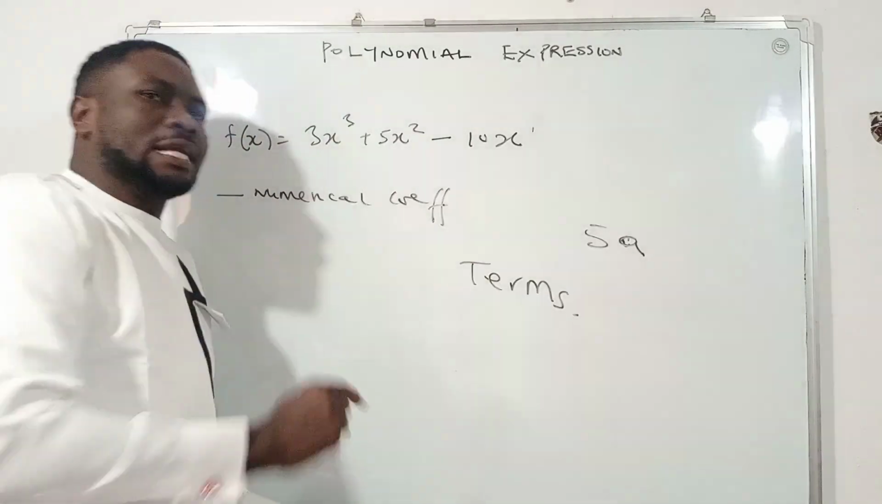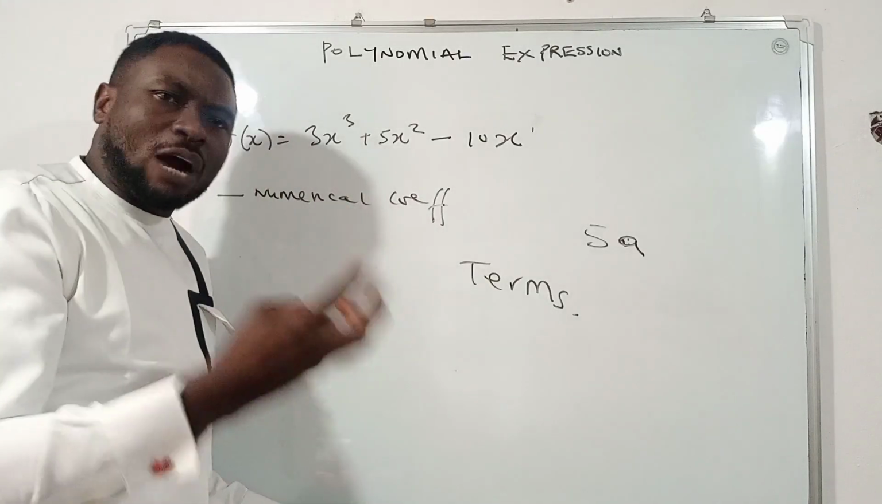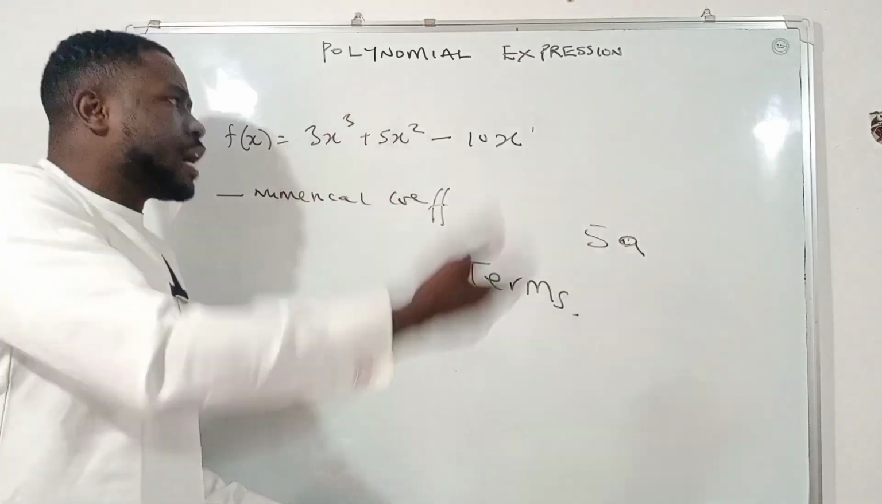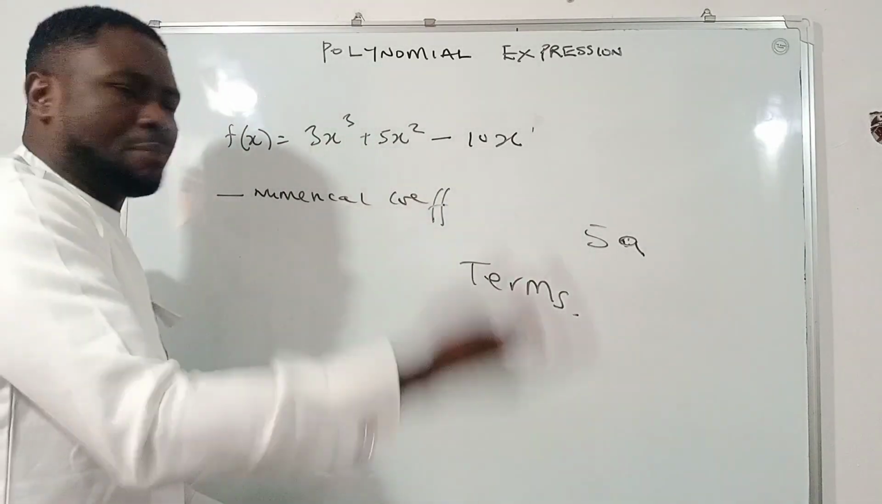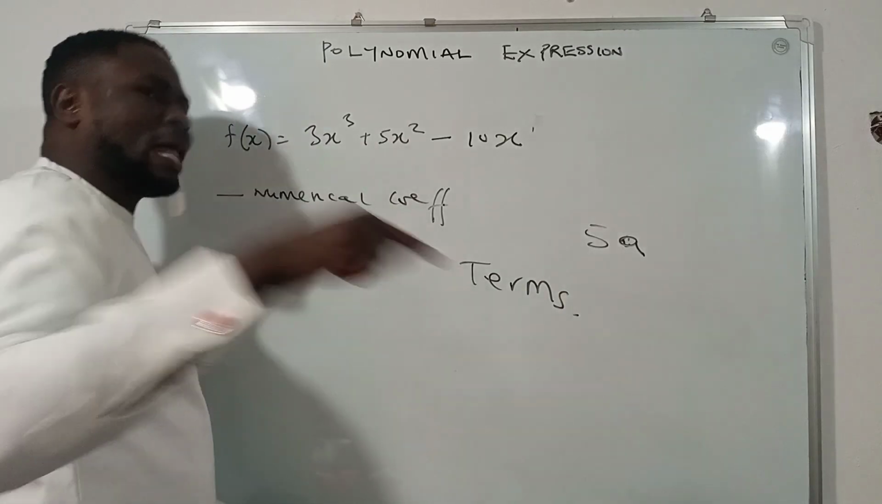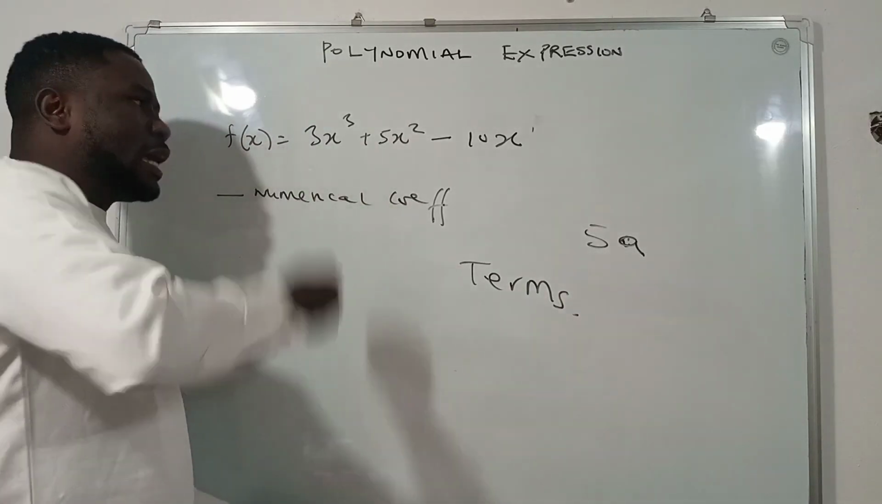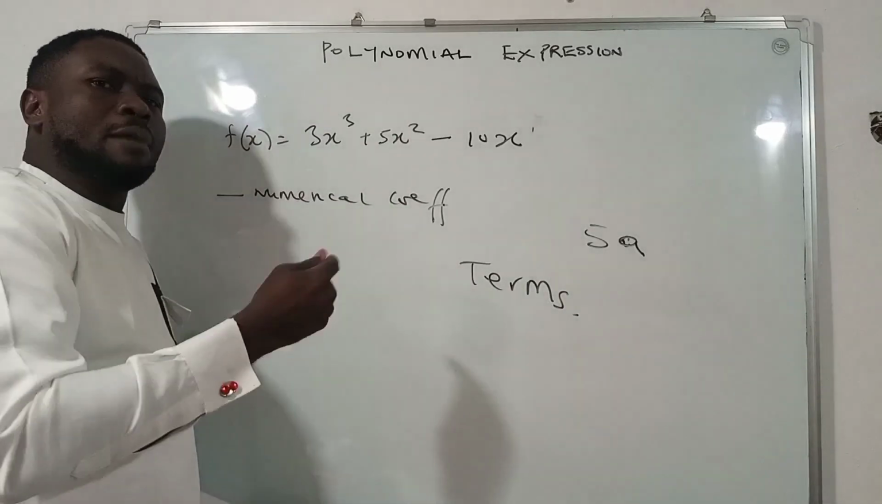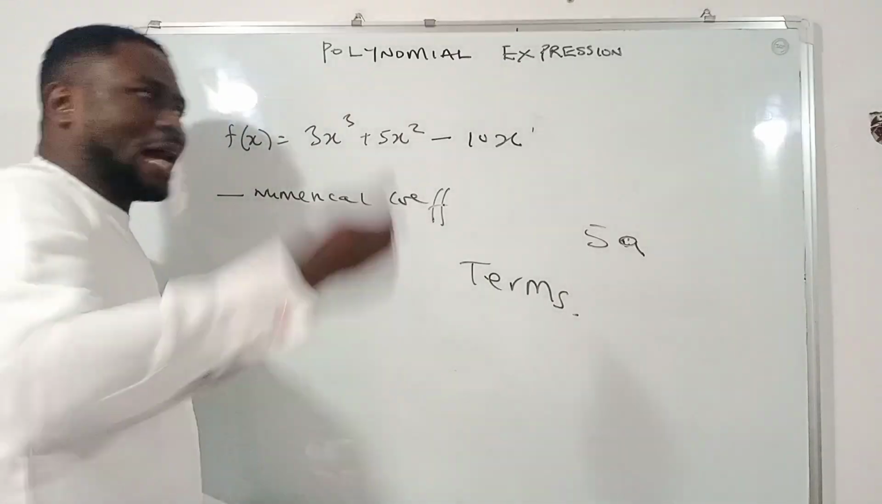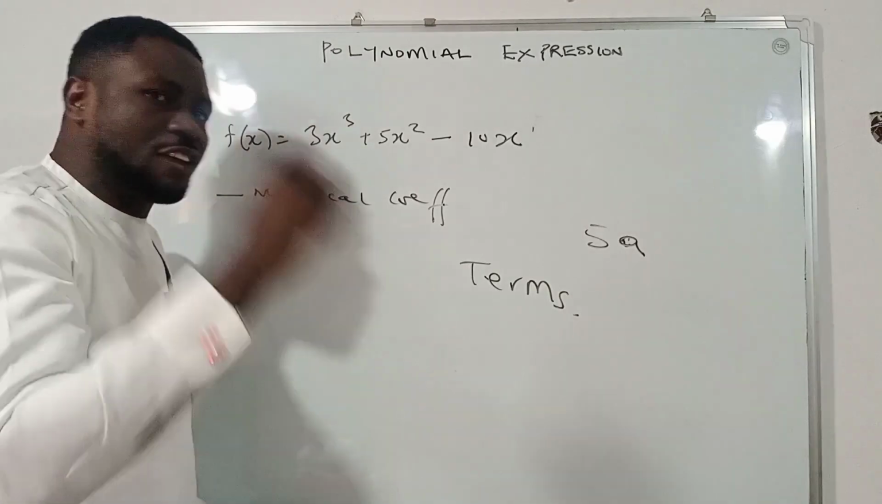So, you can see that each of these has a numerical coefficient. Each of them has what? A variable. And this variable can be x, it can be y, it can be any letter. Now, we also saw that from that definition, each of these terms must have a numerical coefficient, each must have a variable, and the variable must be raised to a positive whole number.